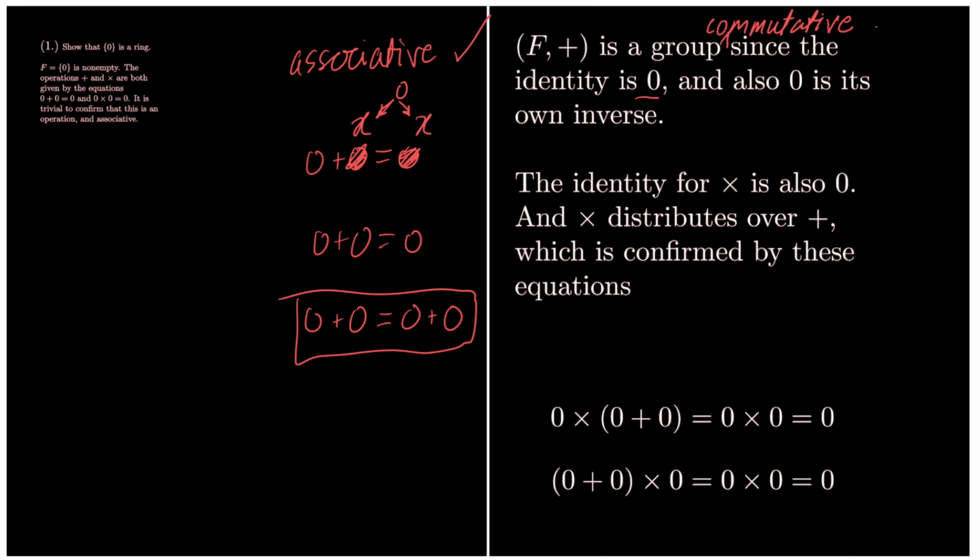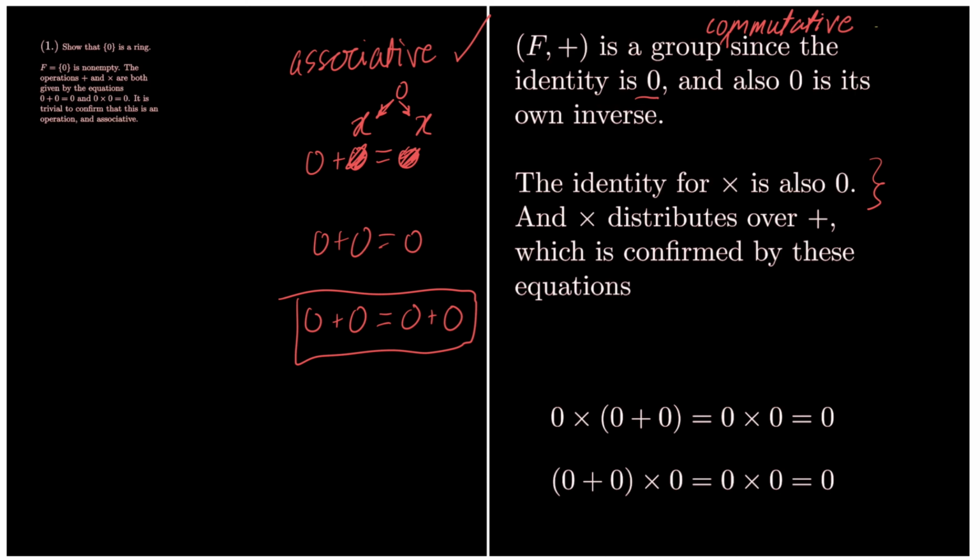Let's move on to talking about the conditions for the multiplication operation. Well, we need to know that it's associative. We've already checked that. We need to know that it has an identity element. Again, that is 0, just as it was for the plus operation. The identity is also 0 for the times operation because they're the same operation.